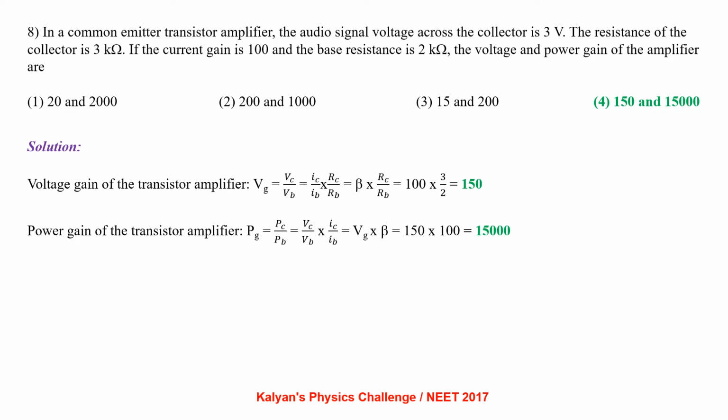So the voltage gain of the transistor is given by output voltage by input voltage, that is collector voltage by base voltage. Voltage can be written as current into resistance. So VC by VB can be taken as ICRC by IBRB. IC by IB, that is current gain beta, is given, and RC by RB is also given. So from there we get voltage gain equal to 100 into 3 by 2, that is 150. Now the power gain of the amplifier is simply voltage gain multiplied with current gain, that comes out to be 15,000.